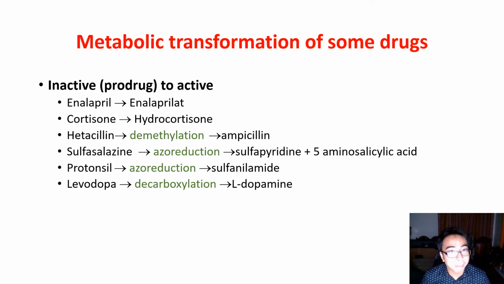Now, here are some examples, class, of drug metabolic transformations, either from inactive to active, and from something that's active to something more reactive. So examples, class, would include the conversion of a prodrug to an active drug, itong mga drugs na to, enalapril, cortisone, and so on and so forth. Okay, all of these drugs are converted to their active form. So enalapril is converted to enalaprilat, and cortisone is converted to hydrocortisone. Hetacillin is converted to ampicillin via the demethylation process. Okay, and so on and so forth.